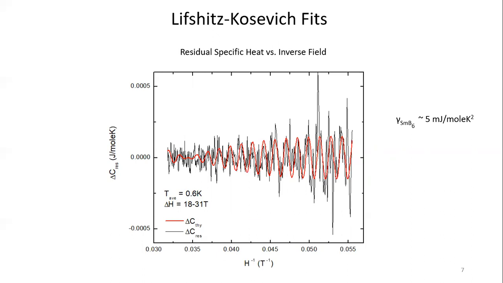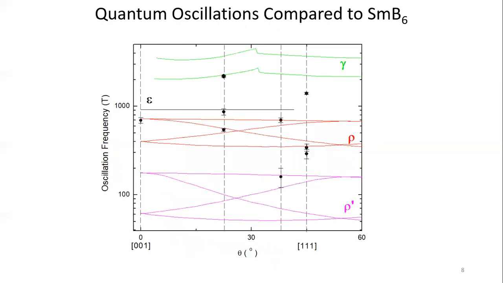And so now that we have appropriately identified a frequency and used a physical model to set the amplitude of the oscillations and the envelope of the oscillatory data, we now want to go ahead and say, how does this compare to the frequency spectrum of samarium hexaboride?